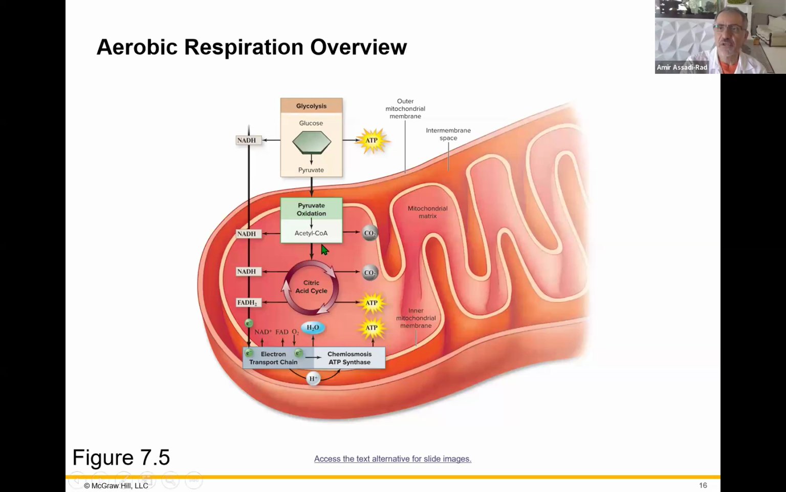And then pyruvate goes to mitochondria and breaks down even more. And that is when you really get energy. You remember last exam today you took? Mitochondria is the power plant of the cell. It gives you a lot of ATP. How? Right now, right here.